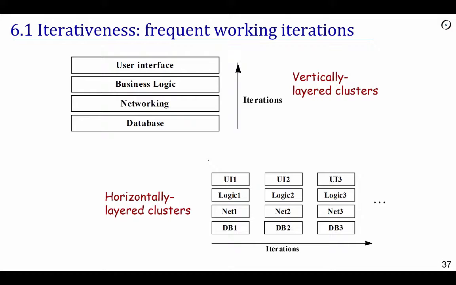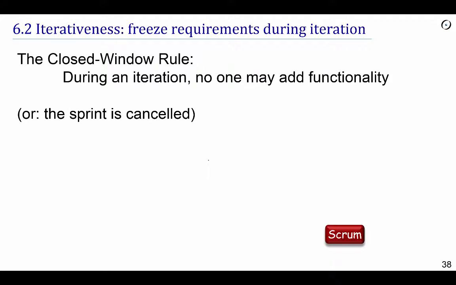This notion of frequent working iteration is of course part of the mark that the agile approach has made on the software world. We no longer have very long release cycles as we used to have. At least internally, we have typically a few weeks for a release cycle. Now there's a rule which goes with this, which is extremely interesting. It's what I call the closed window rule.